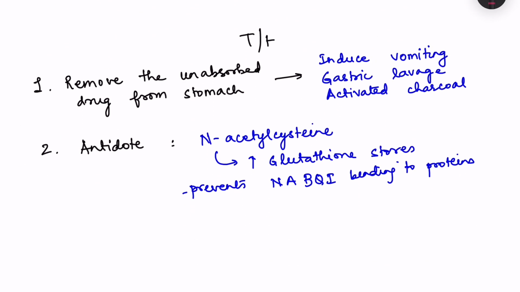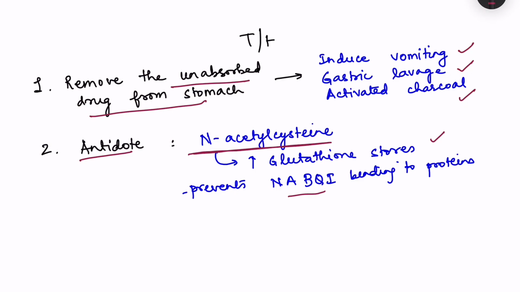So what is the treatment of this? One, remove the unabsorbed drug from the stomach by inducing vomiting and gastric lavage, and activated charcoal also can be given, which prevents the absorption of the drug. Then the antidote has to be given, that is N-acetylcysteine. N-acetylcysteine basically increases the glutathione stores and it also prevents the toxic metabolite N-acetyl benzoquinone imine from binding to proteins. Okay, so that is the antidote, and we need to provide some supportive measures as well.